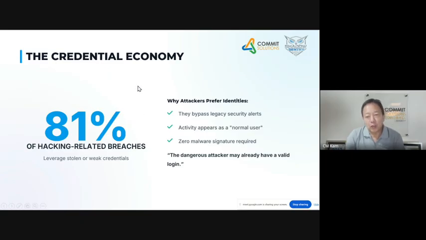So the credential economy is basically that 81% of hacking-related breaches are actually credential related, right? Because it's easy. When I have a credential to log into a system, I'm logging in as a legitimate user of the system. Does the system actually stop you from logging in and doing anything? Likely no. So you bypass any kind of security that's already in place.